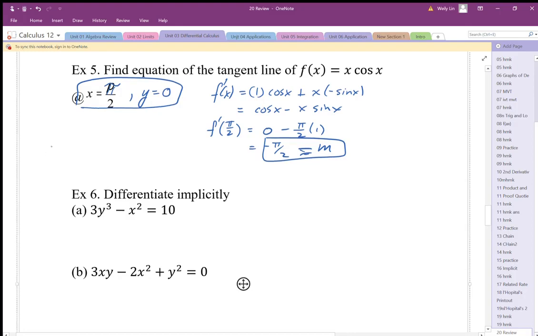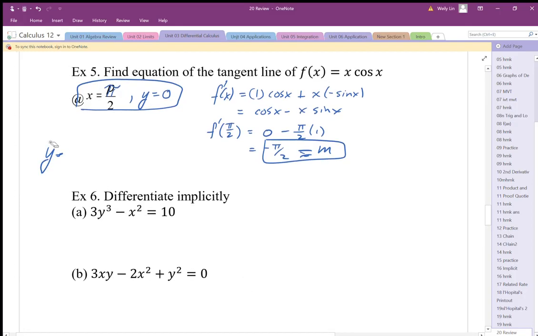I now just have to plug into my equation of a line. Okay, I'm going to use point-slope form, that's the most convenient. Slope is negative pi over 2, times x minus pi over 2, y equals 0.